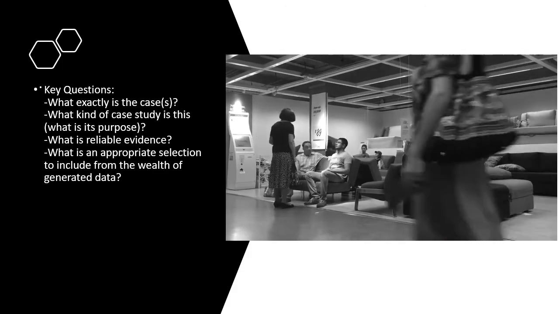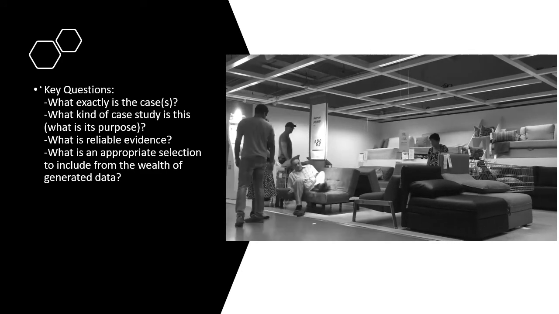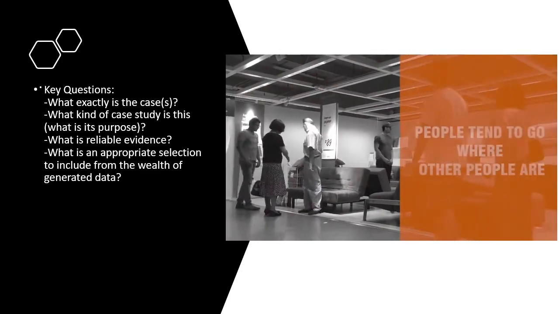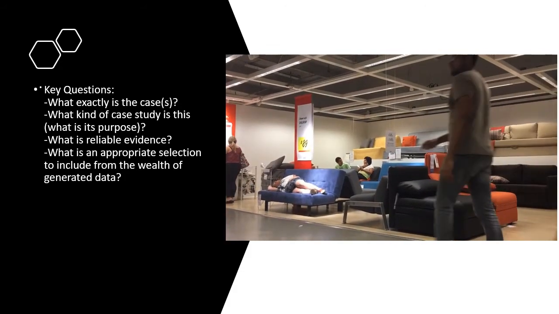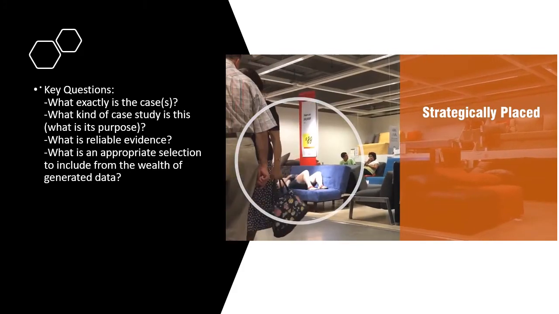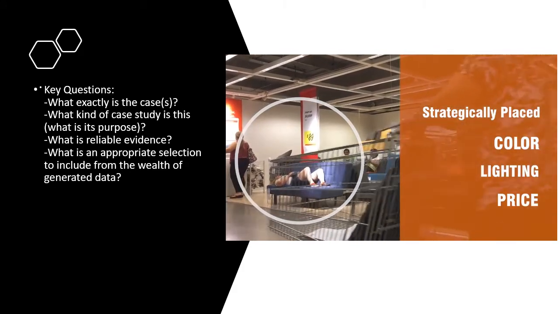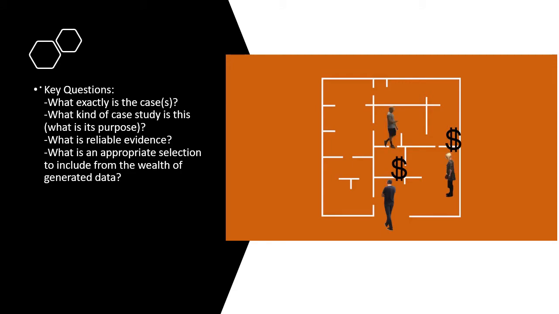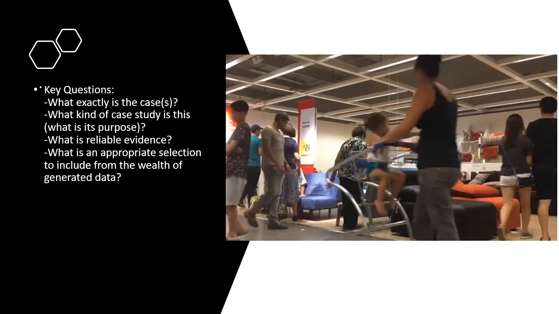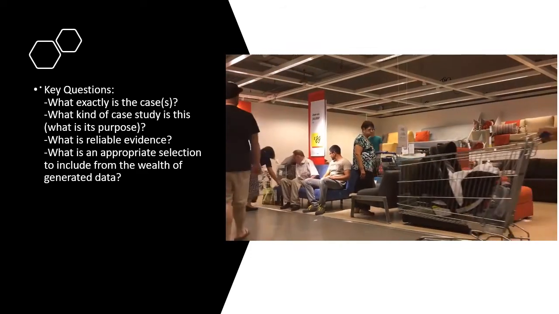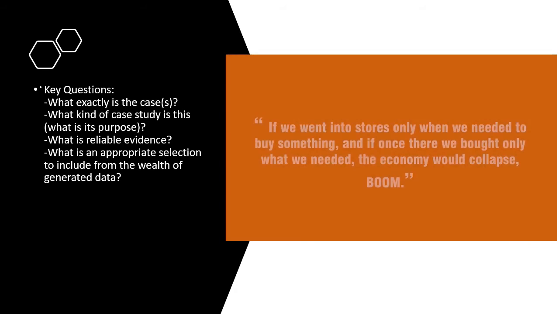Who samples what, how do they sample, and for how long? People tend to go where other people are. The reason for this is the human act of crowding. We observed that strategically placed product augmented by color, lighting, and pricing attracts the first herd member, and then others follow. Retail strategies designed to attract, engage, and ultimately get shoppers to purchase owe their success to consumer psychology. As the environmental psychologist Paco Underhill says, if we went into the stores only when we needed to buy something, and if once there we bought only what we needed, the economy would collapse.